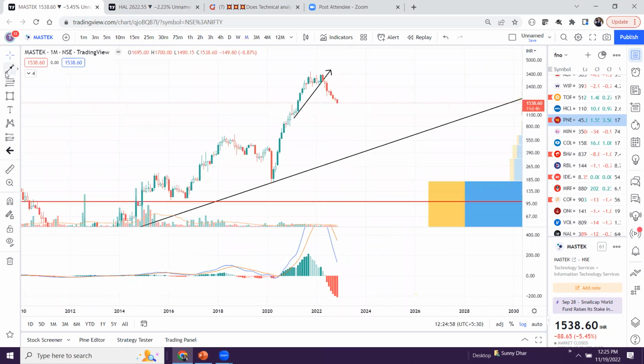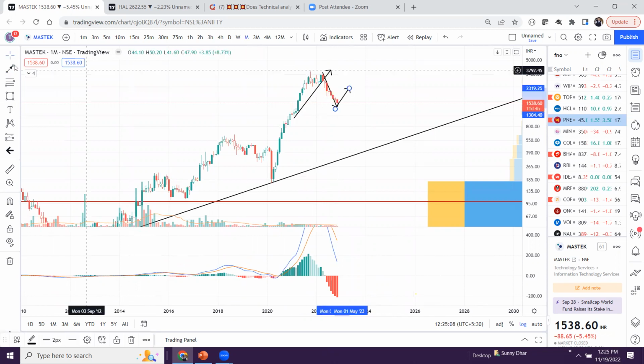But this is a very fast move. So what probably can be the next move? We can get a correction to the upside, but the correction is slow. So it will take time like this.